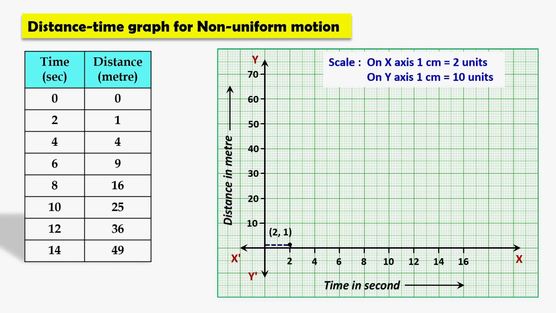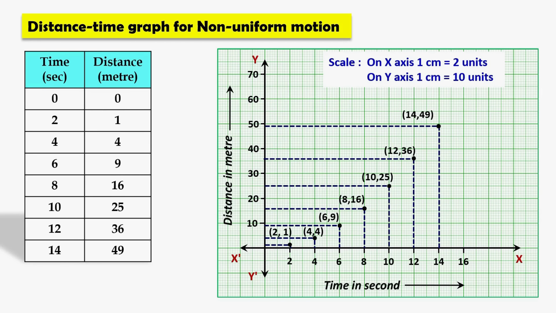However, notice an important point. The body does not cover equal distances in equal intervals of time. For example, in the first equal time interval, the distance covered is small. But in later equal time intervals, the distance covered becomes larger and larger. This means the speed of the body is changing continuously. Because the distance covered in equal intervals of time is unequal, the graph obtained is not a straight line. Instead, the graph is curved, which shows that the motion is not uniform.